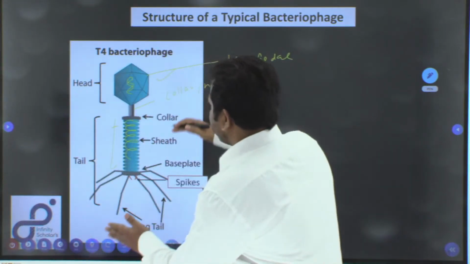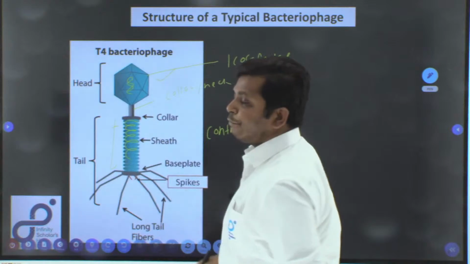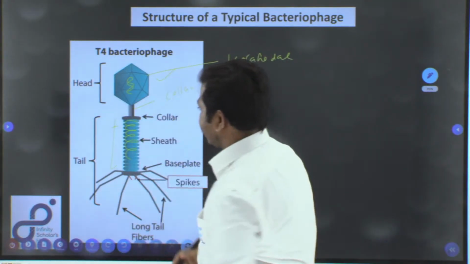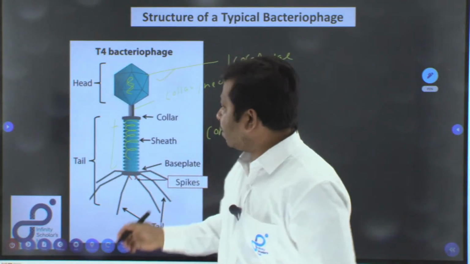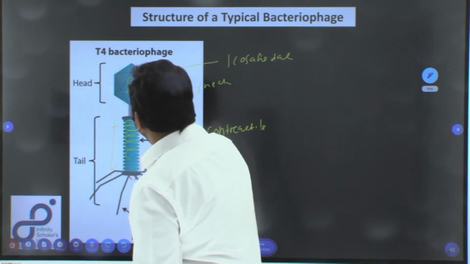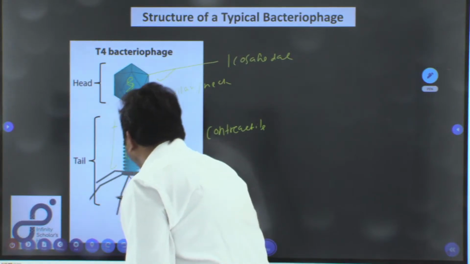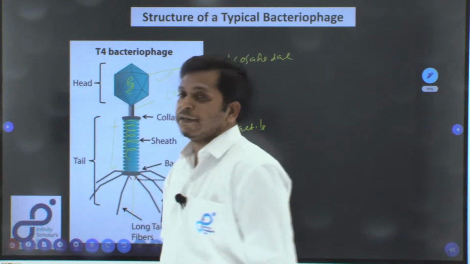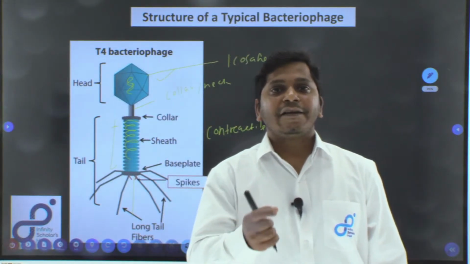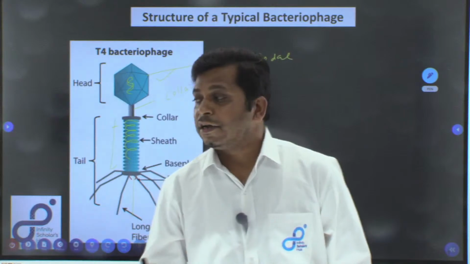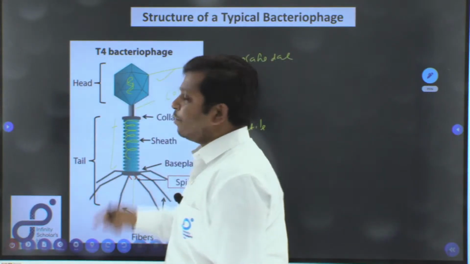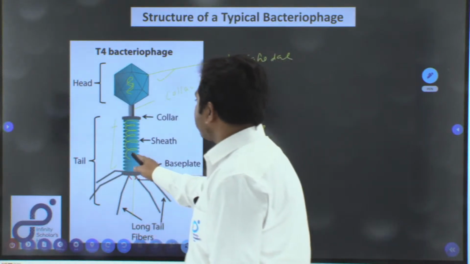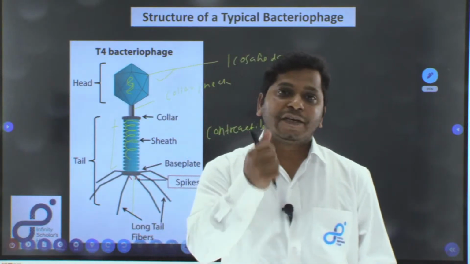So when it contracts, what will happen? The size of the virus will reduce because the sheath is getting contracted. And when it is contracted, the DNA which is present here will be injected into the bacterial cell due to the contraction of the sheath which is present in the tail. That is the most essential feature, how the DNA present in the head goes into the bacterial cell. It is because of the contraction of the sheath present in the tail.